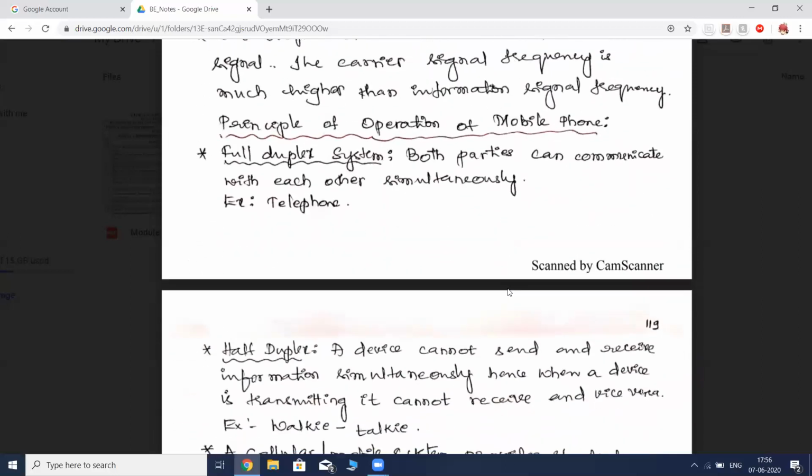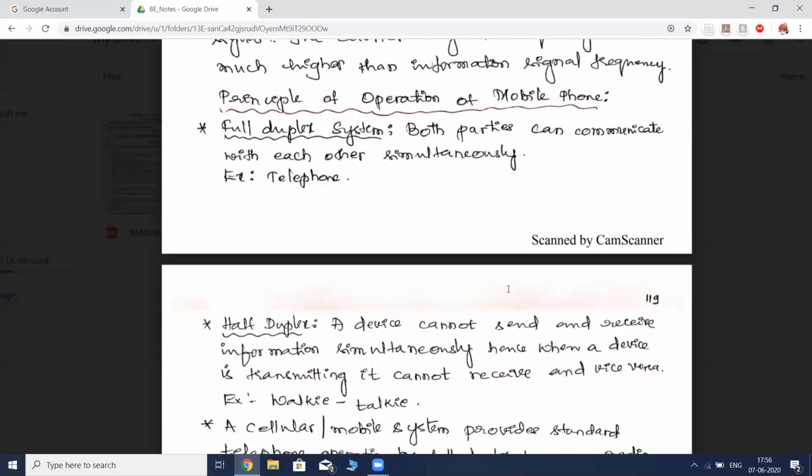Now, let us see the principle of operation of a mobile phone. First, we need to get introduced to two things: half duplex communication and full duplex communication. Half duplex communication means you have a device that cannot send and receive information simultaneously. Hence, when a device is transmitting, it cannot receive, and vice versa.